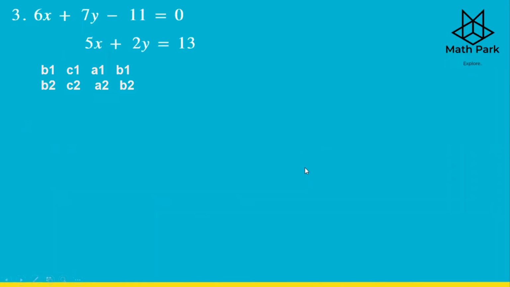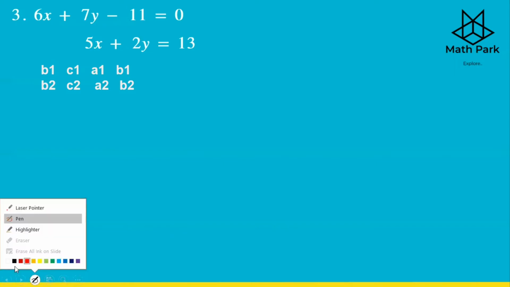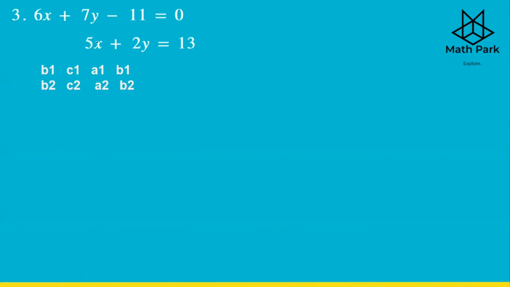Now in question number 3, again, let us solve this. So we will be now writing this equation in the form of ax plus by plus c is equal to 0. First equation is already given in that form. So let's write the next equation. If I write this one, this becomes 5x plus 2y minus 13 is equal to 0. So let us write the coefficients of x, y and the constant. So b1, b2 is 7 and 2. So we write 7, 2 here. Then we have C1, C2 is the constant, which is minus 11 and minus 13.